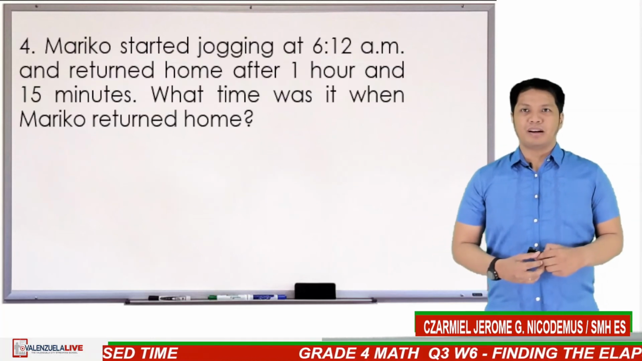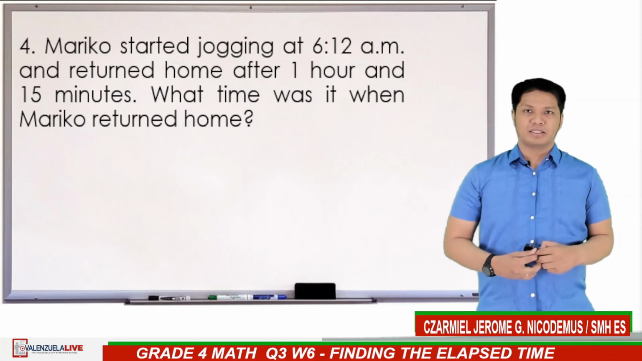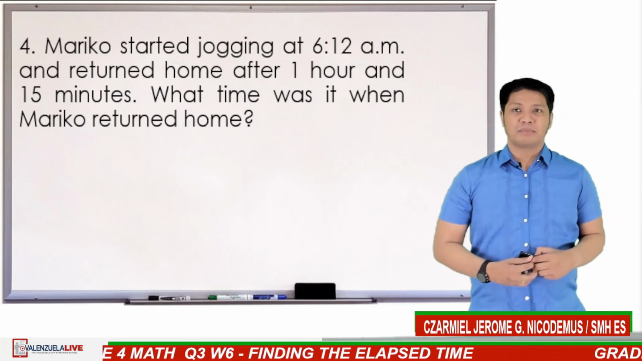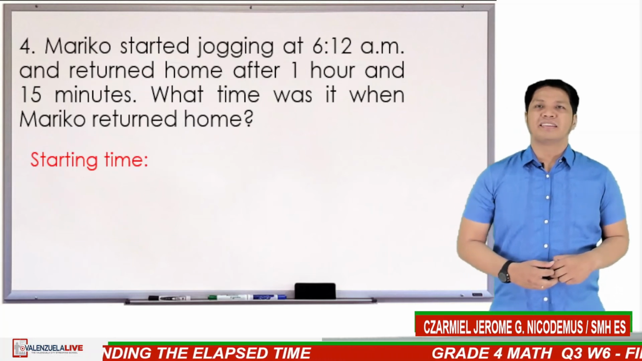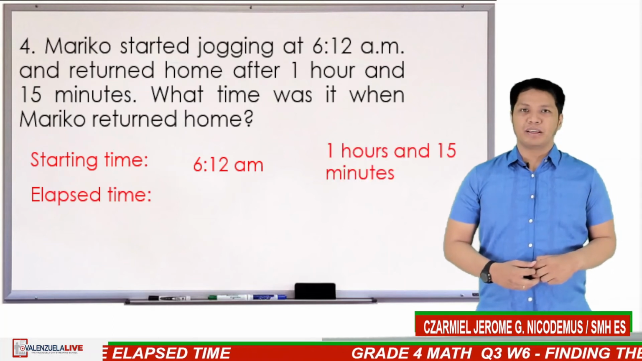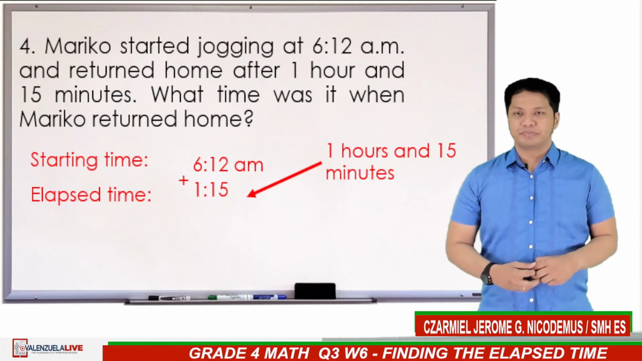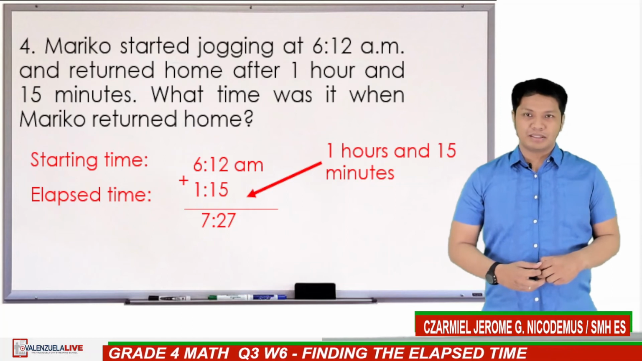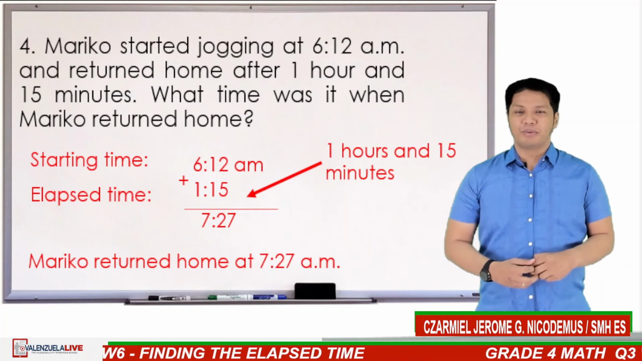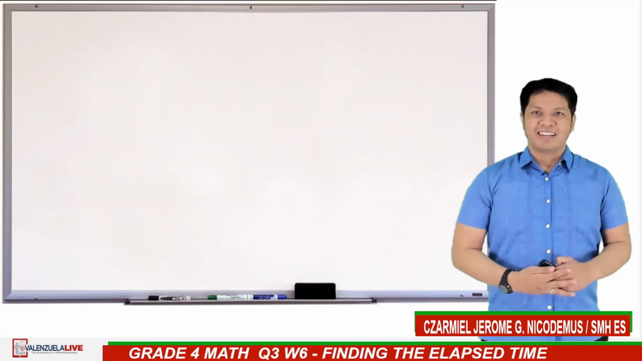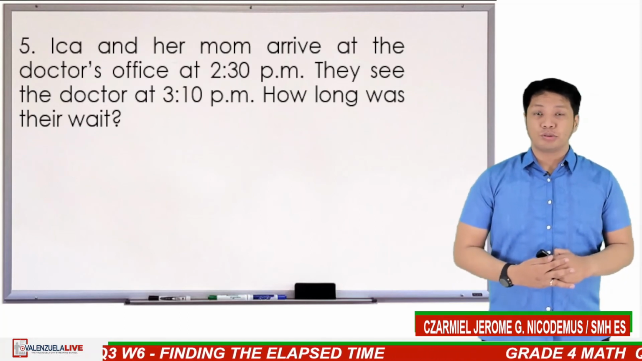For number 4, Mariko started jogging at 6:12 a.m. and returned home after 1 hour and 15 minutes. What time was it when Mariko returned home? So the starting time is 6:12 a.m. and the elapsed time will be 1 hour and 15 minutes. So let's add 6:12 to 1:15. 12 plus 15 equals 27. 6 plus 1 is equal to 7. So Mariko returned home at 7:27 a.m.